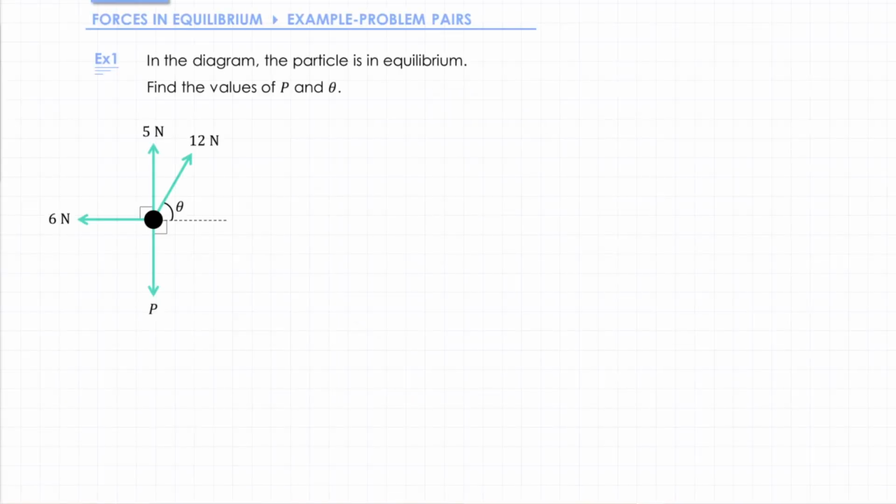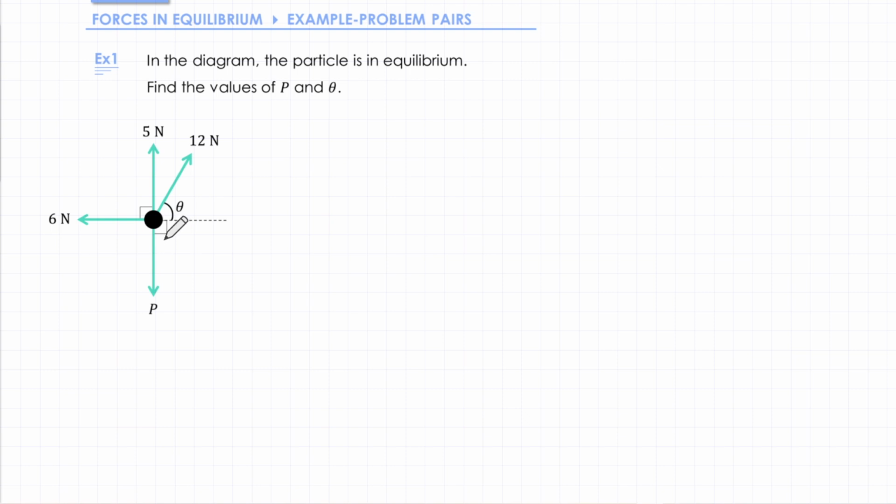Example 1. In the diagram, the particle is in equilibrium, and we need to find the values of P and theta. So we have four forces acting on the particle, and one of those forces is at an angle of theta to the horizontal. The first thing we need to do is decide which direction we should resolve in first.